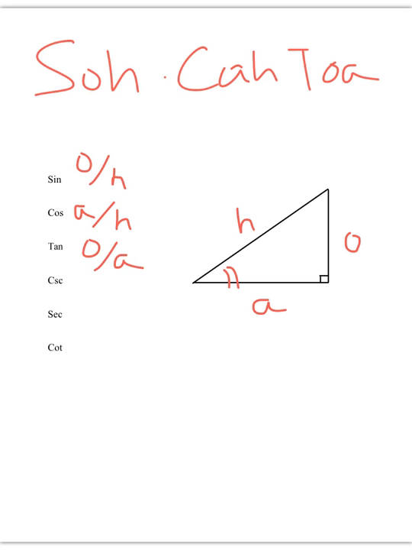Cosecant is the reciprocal of sine, so it's hypotenuse over opposite. Secant is hypotenuse over adjacent. And cotan is adjacent over opposite. And these are all ratios.